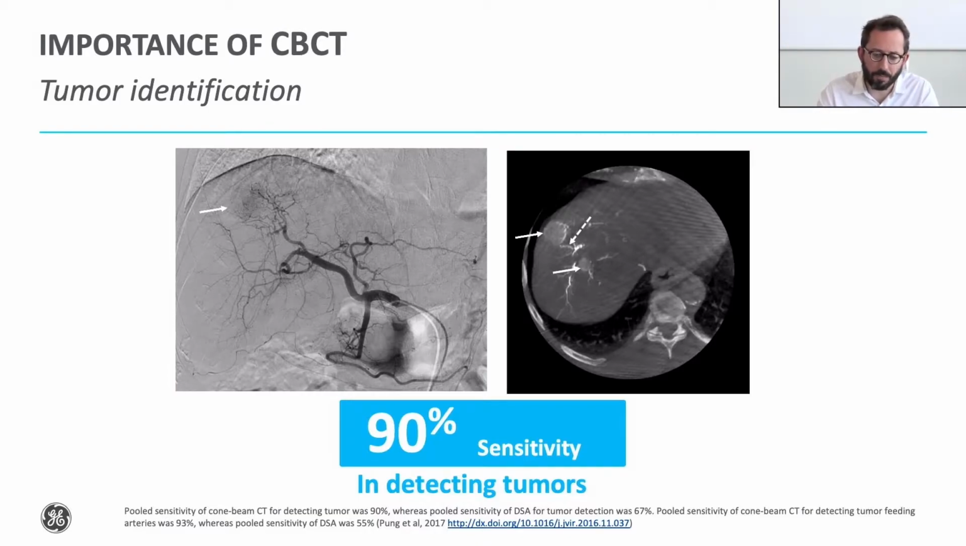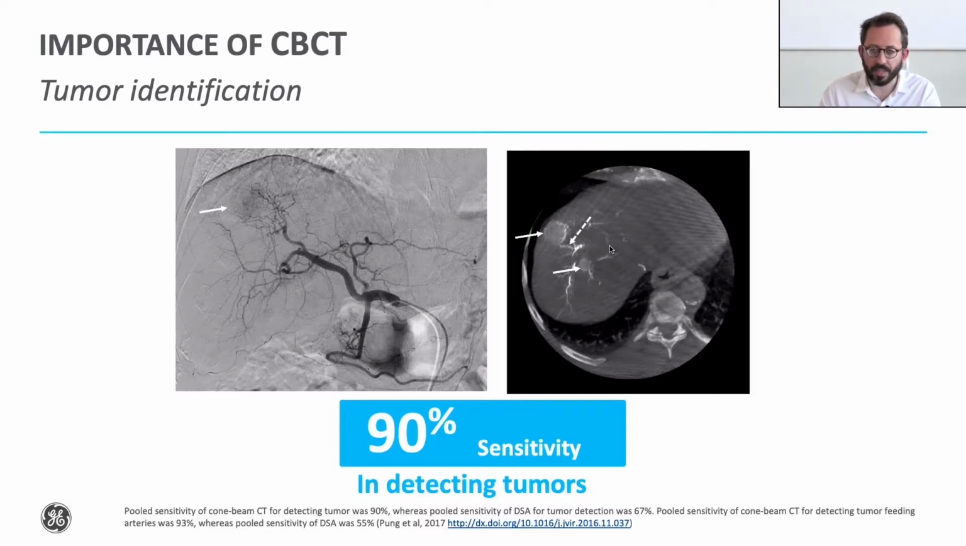Now, a lot of papers, several studies showed that when you compare DSA on the left and contrast enhanced cone beam CT, you will get a significantly higher sensitivity in detecting tumors. This is an example of a patient with HCC. You see on the left-hand side the angiogram. You see very well the blush of the tumor, but if you compare that with the 3D acquisition, of course, you will see the main tumor, but you also find more tumors.